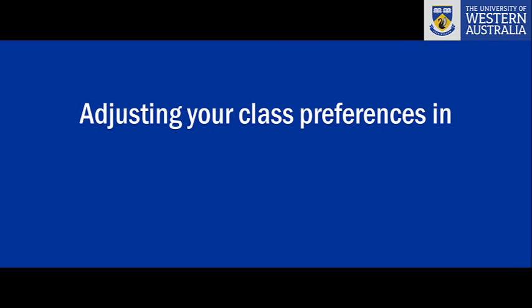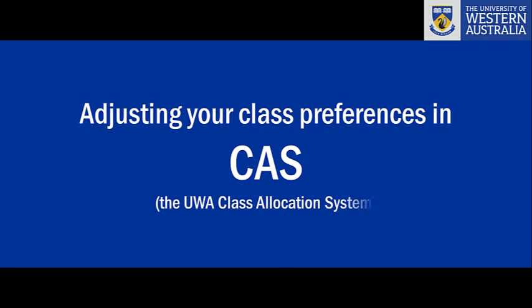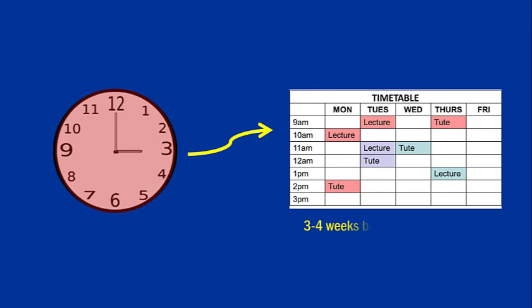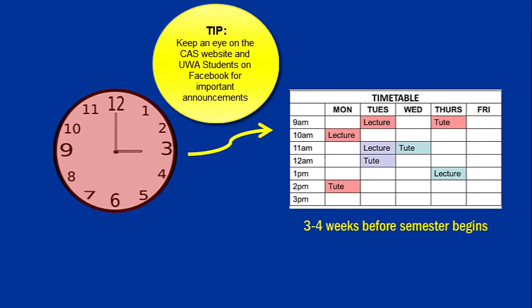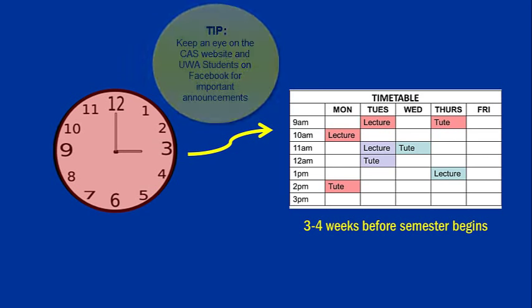Here we'll take you through how to adjust your class preferences in CAS once you've received your timetable. After preferences have been entered, CAS will close for a short time to let the allocation system run, after which you'll receive your personal timetable about 3 or 4 weeks before semester begins. This gives you enough time to adjust your classes if you need and to deal with any potential clashes.